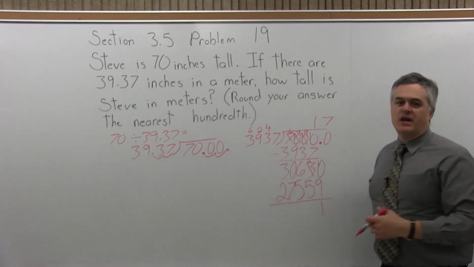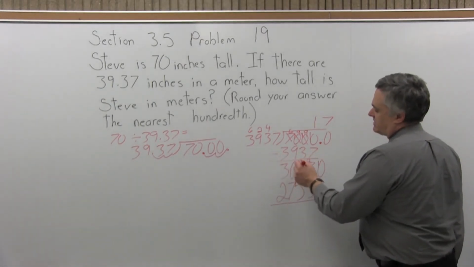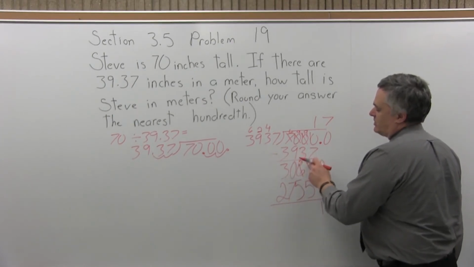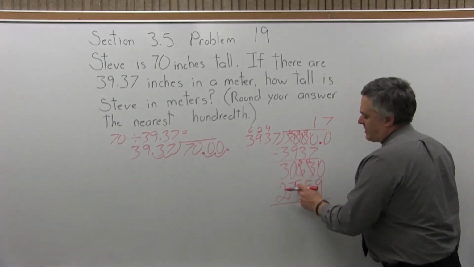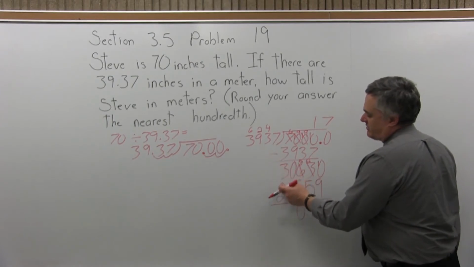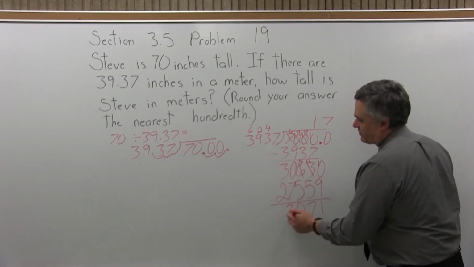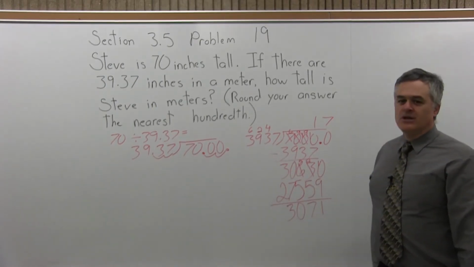2 minus 5, that won't work either. The 5 is too big to subtract from the 2. Go over to the next spot, borrow that 6, make it a 5. And then you can write the 2 as a 12. 12 minus 5 is 7. Then 5 minus 5 is 0. Then I can really think of this as 30 minus 27 is 3. So I have 3071. So it works.